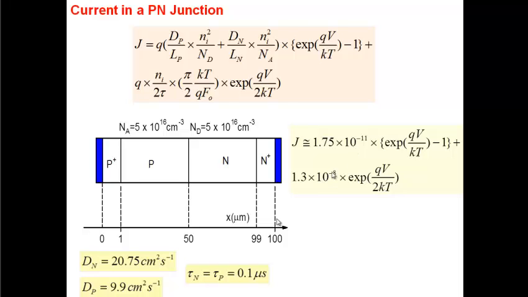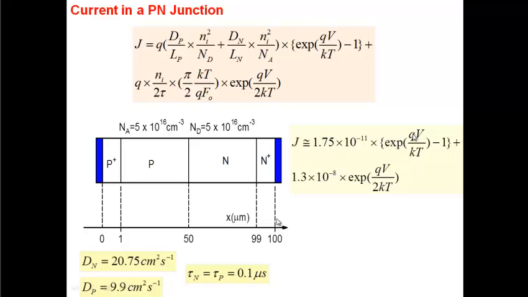But this is QV by KT, this is QV by 2 KT here. So what would you expect now? Can I neglect this recombination component? If yes, under what condition? Where do you think the recombination current would be important, where will it not be important? This equation will tell you. High voltages, what would happen?